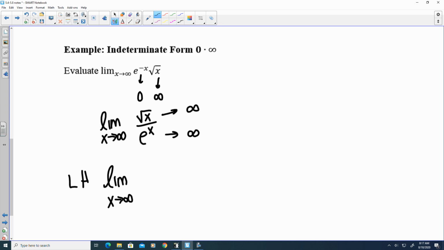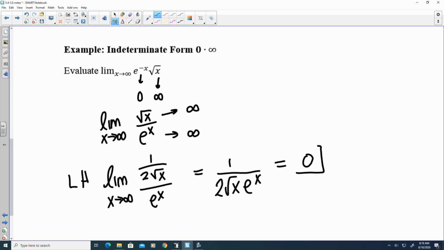The top becomes 1 over 2 square root of x, and the bottom stays e to the x. It might be better in situations like this to throw the double fraction together so we don't have a double fraction. So this is the same thing as 1 over 2 square root of x times e to the x. Because when I look at it that way, I have a constant on top and a very, very large number on the bottom, this is going to be approximated to 0.